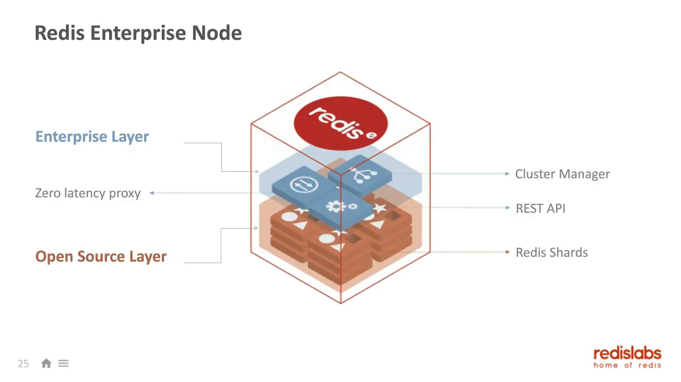So you could see it kind of like a two-layer architecture. Each node will have an open source layer and an enterprise layer. Our open source layer will be what we call Redis shards or Redis instances. Those are these processes, the single Redis instances that we were talking about in the past. We also have an enterprise layer which consists of mainly three components.